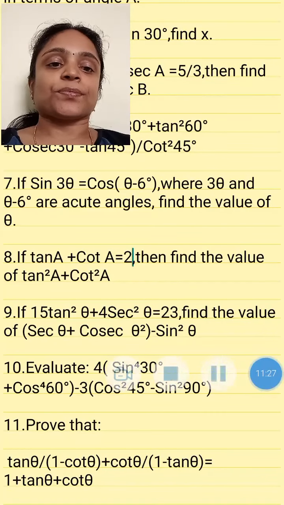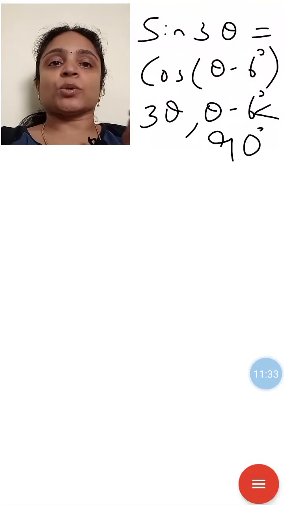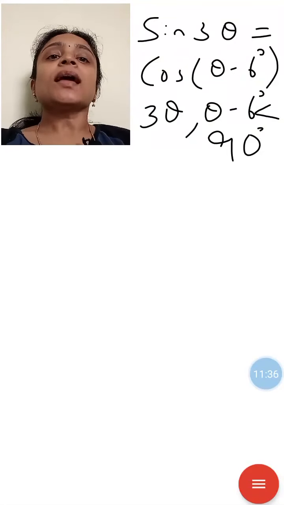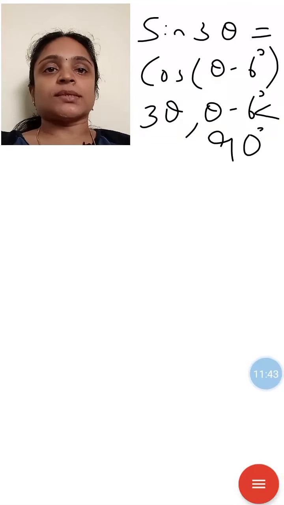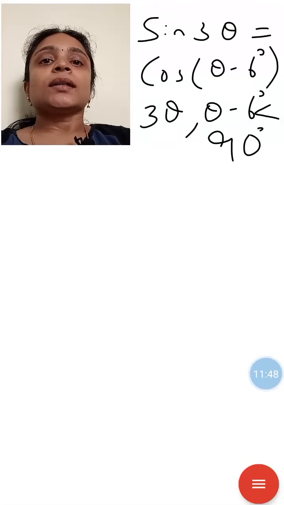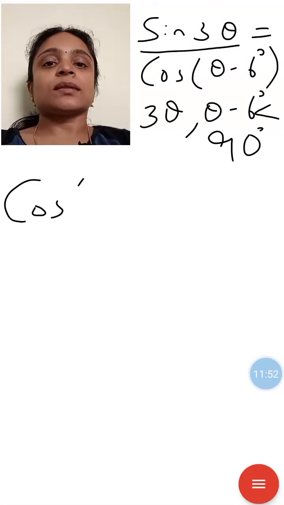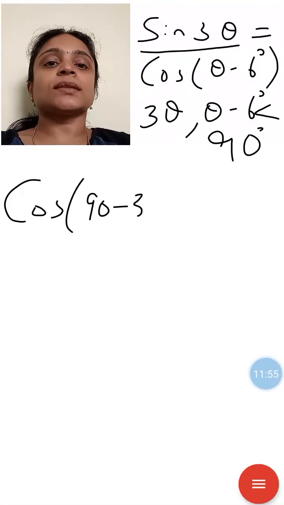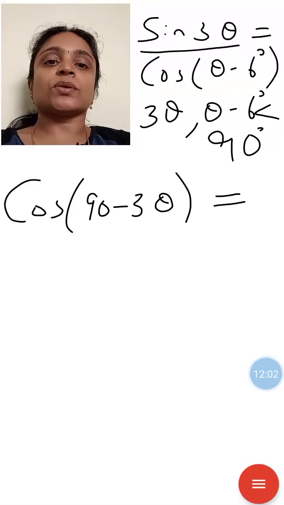Here in the question, given that sin 3 theta equal to cos theta minus 6 degrees, and 3 theta and theta minus 6 degrees are less than 90 degrees. That is, they are acute angles. So we have to find the value of theta. Here this sin 3 theta can be written as cos 90 minus 3 theta, right? Since they are acute angles, you can write it as cos 90 minus 3 theta equal to cos theta minus 6 degrees.